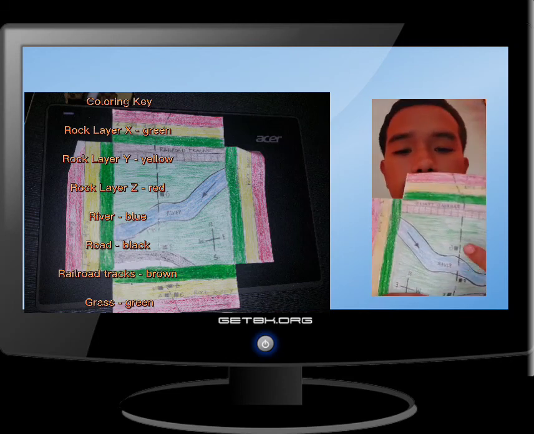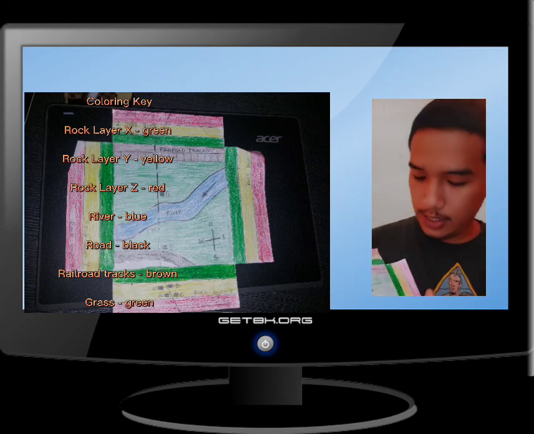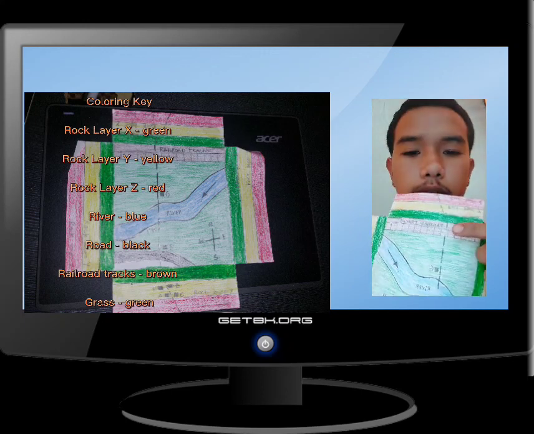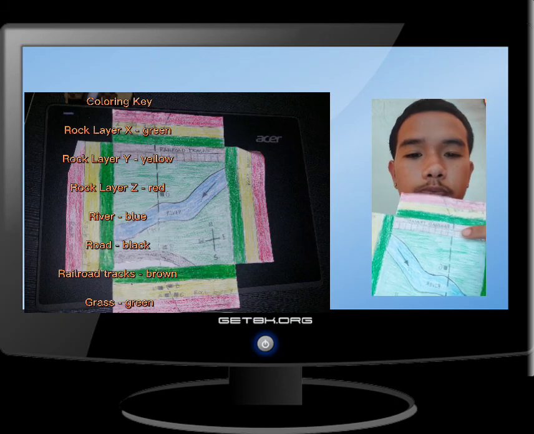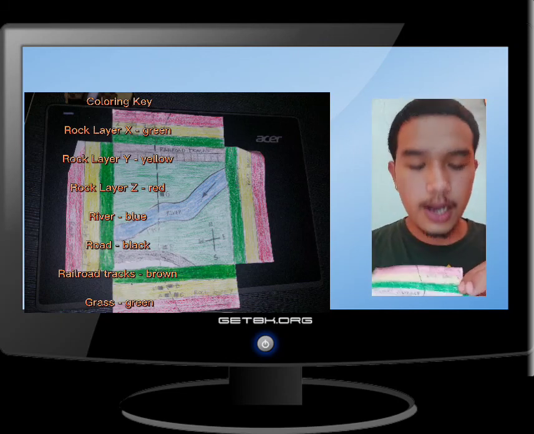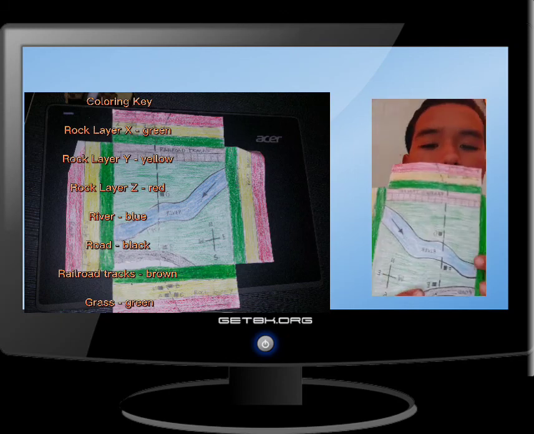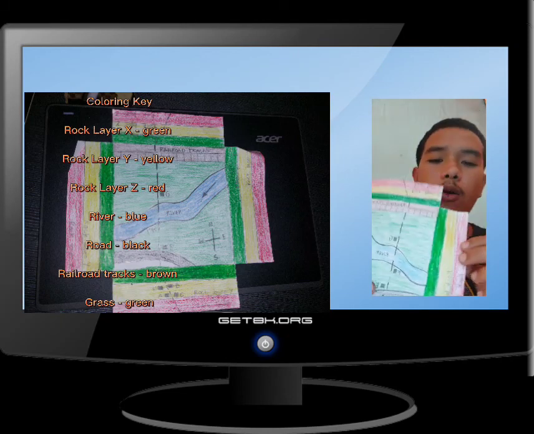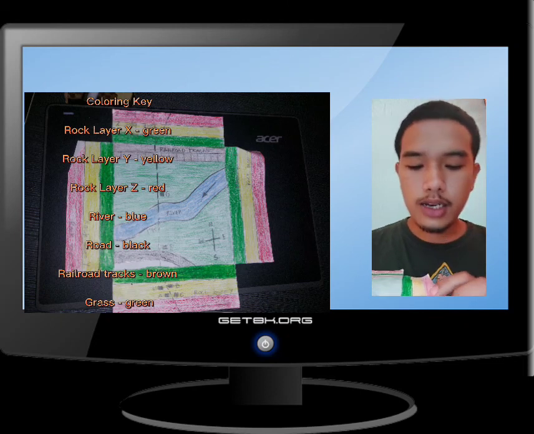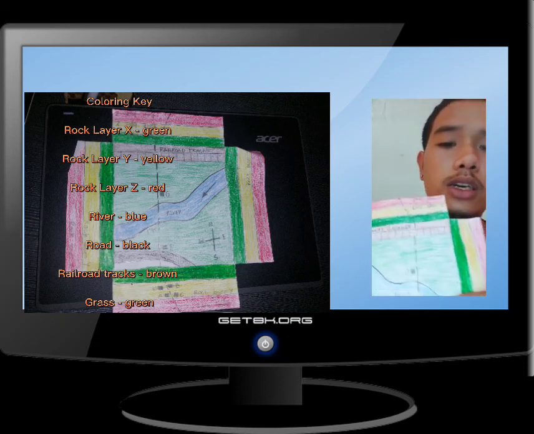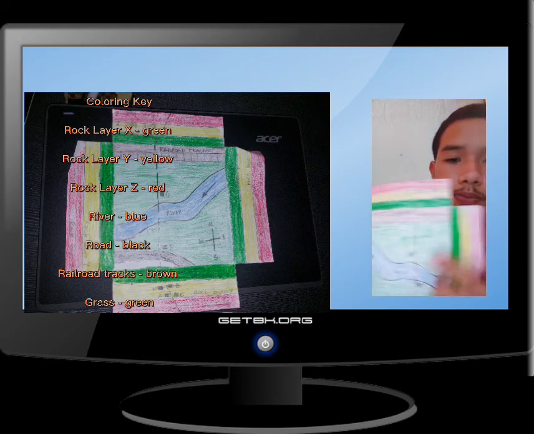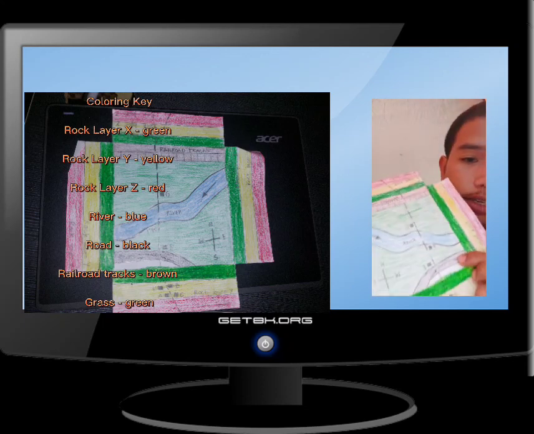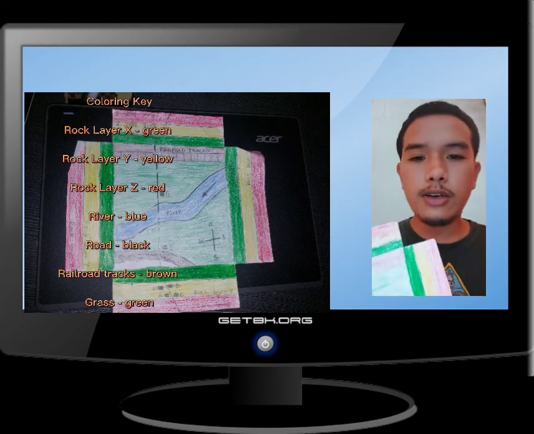The grass is green, and the railroad tracks are brown, and rock layer X is green, and rock layer Y is yellow, and rock layer Z is red, and the river color is blue, and then the road is black. And that's all. Thank you.